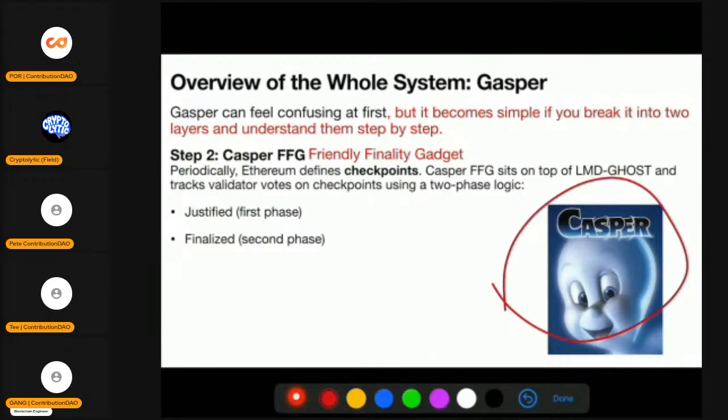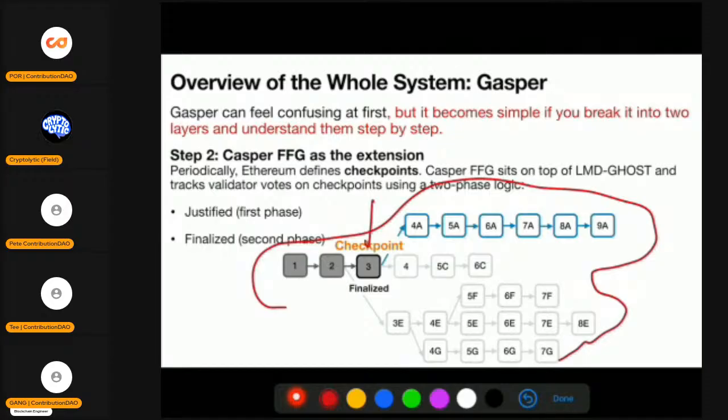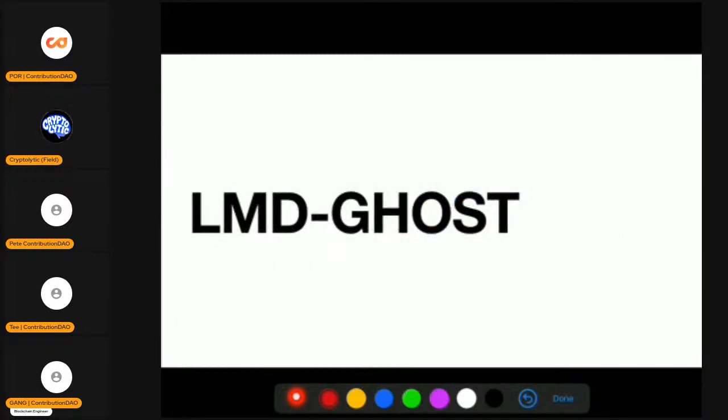Okay. This one is just the LMD GHOST with the checkpoint, I mean the checkpoint finality gadget here. Okay, I think the overview of Gasper is quite clear now.